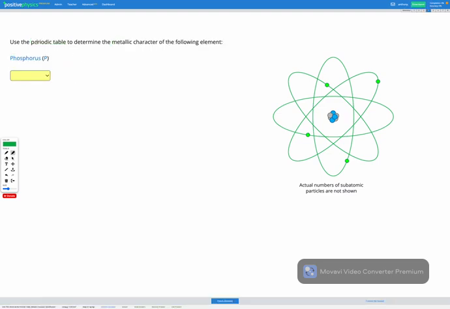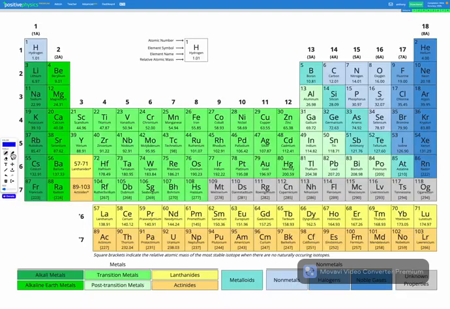This question asks us to use the periodic table to determine the metallic character of the following element, phosphorus, which has a symbol P. Again, let's go look at our periodic table in the reference sheet. First, let's find phosphorus, which is over here. And the question is, what is its metallic character?